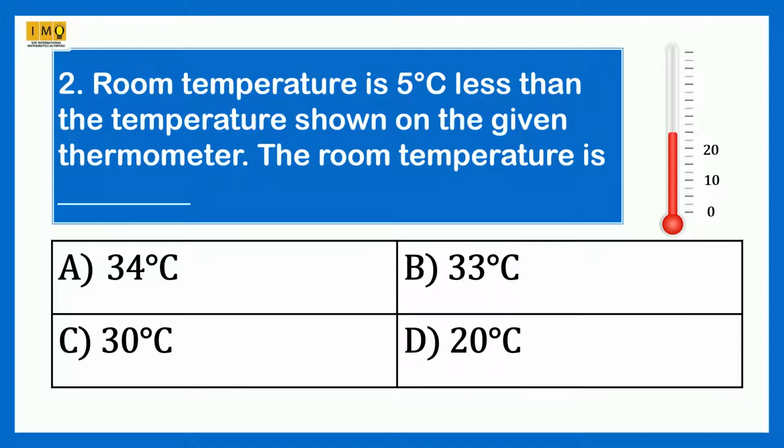Room temperature is 5 degrees Celsius less than the temperature shown on the given thermometer. The room temperature is dash. So the thermometer shows 25 degrees Celsius. So the room temperature is 5 degrees less than the temperature shown in the thermometer. So therefore, the room temperature is option D 20 degrees Celsius.